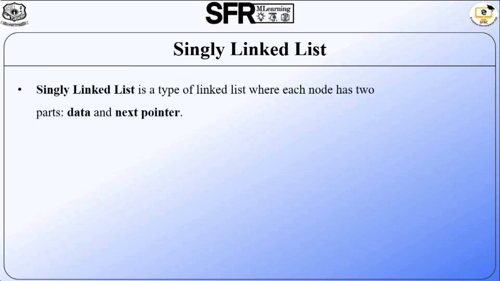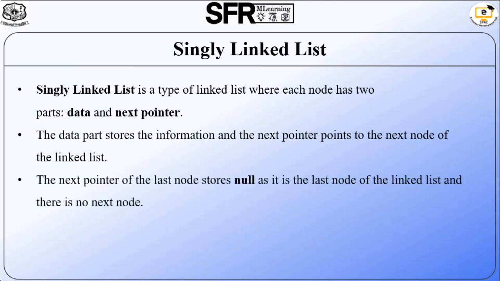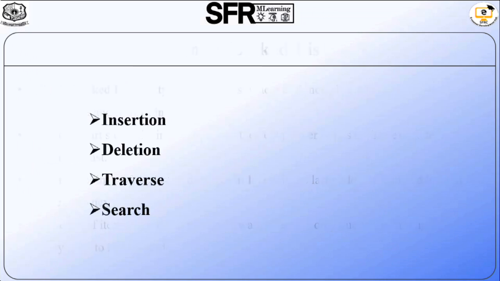So what is a singly linked list? It is a linked list where each node has 2 parts. One is data, the next one is a pointer. As already said, data contains the information, and the pointer contains the address of the next node. Traversal only moves in the forward direction, there is no backward direction.